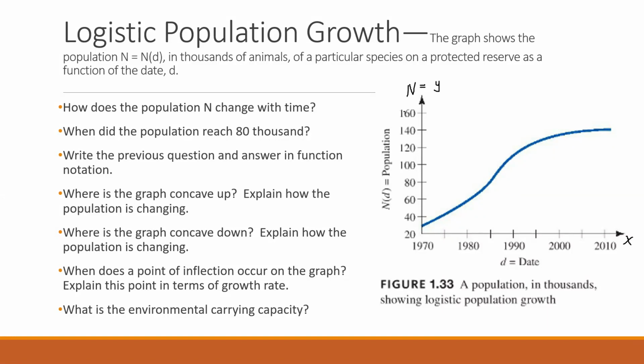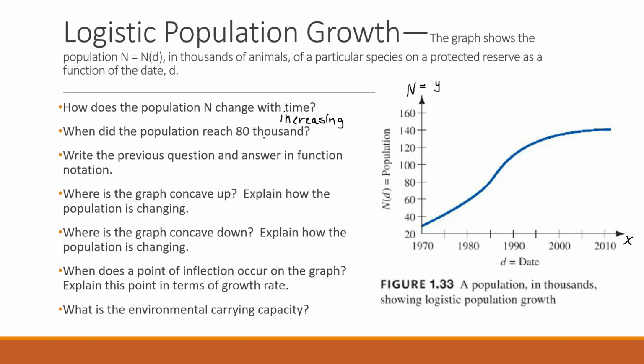So I want a one-word answer. How does it change? Think back to all of our vocab: increasing, decreasing, constant, concave up, concave down, point of inflection, minimum, maximum. What one word? Well, the entire thing is increasing. And so that means that the number of animals increased over time, sometimes fast, sometimes slow, but always increasing.